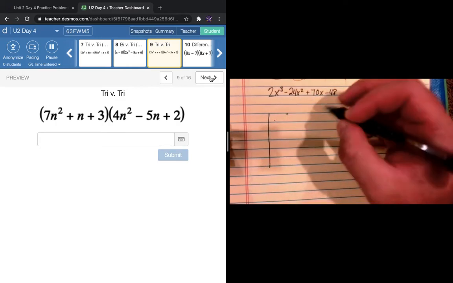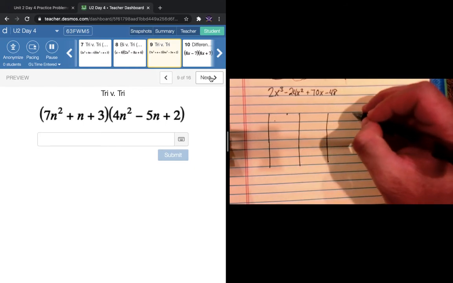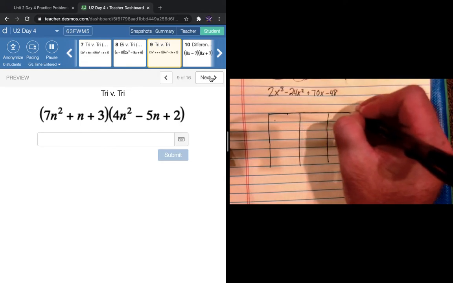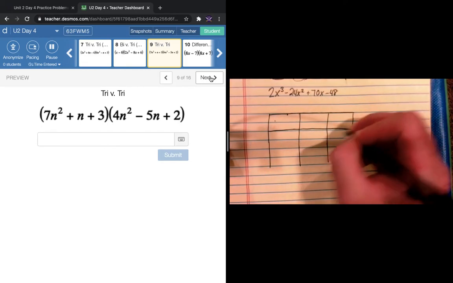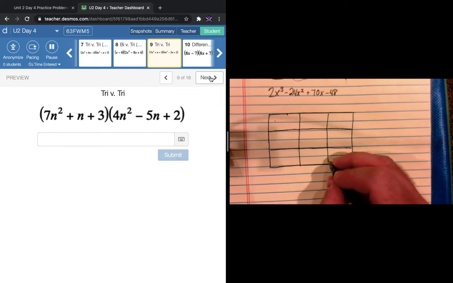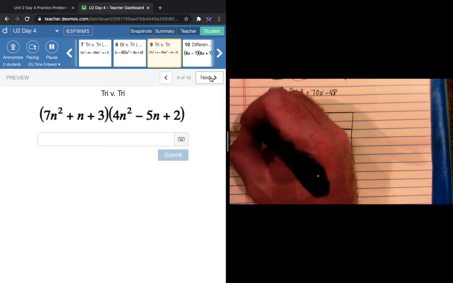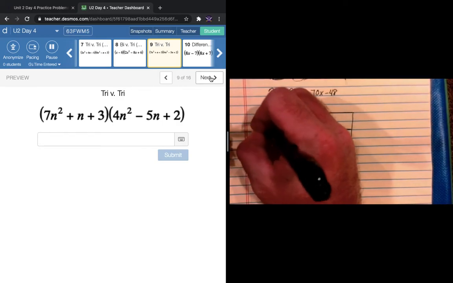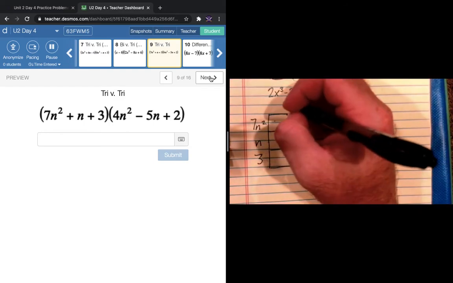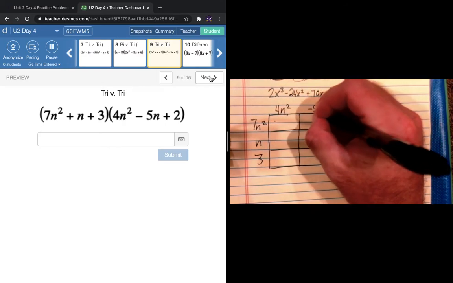So let's go ahead and do another one. Now we are going to be doing our try and a try, which is always fun. Try to make this box nice and big so that you can see it. It doesn't matter what you use, just take a try and write it on the sides. We've got a 7n squared, an n, and a 3. I have a 4n squared, a negative 5n, and a 2.